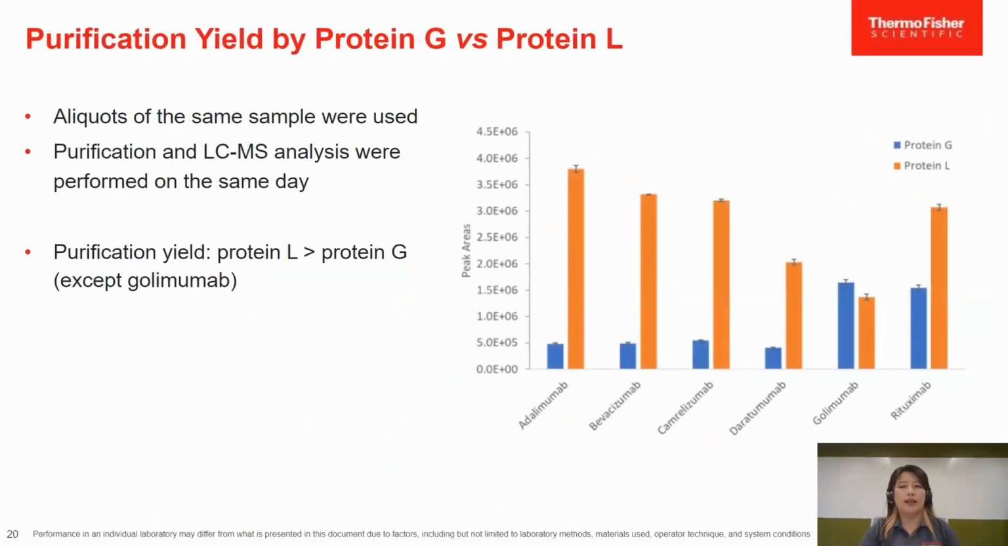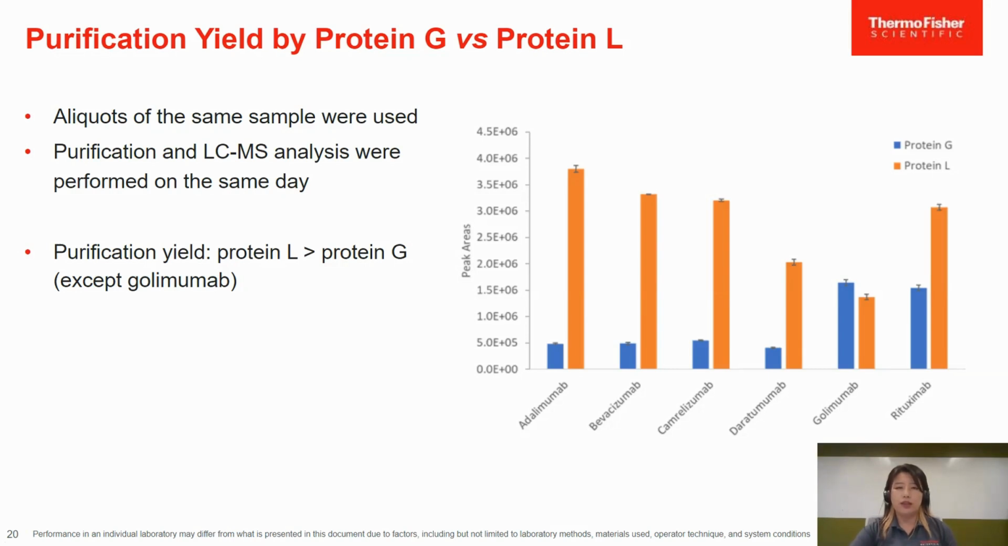And this is just one data between just the protein G and protein L comparison. And then I want to mention that the same samples were used and both purification and LC-MS analysis were performed on the same day. As shown in this graph on the right side, the orange bar indicates the peak areas using the protein L magnetic beads. The blue indicates the protein G data.